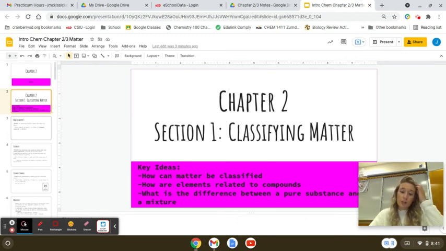Okay, so anyway, chapter 2, section 1, classifying matter. Our key ideas are how is matter classified, how are elements related to compounds, and what is the difference between a pure substance and a mixture.